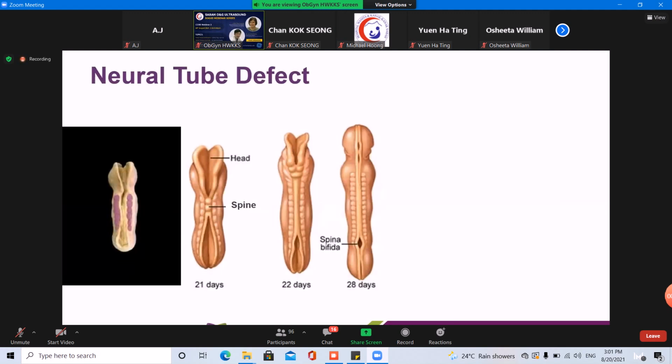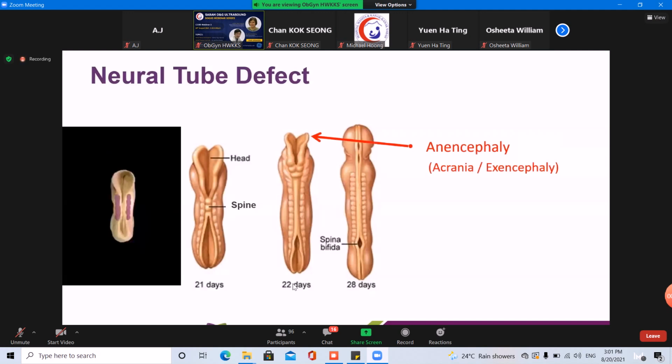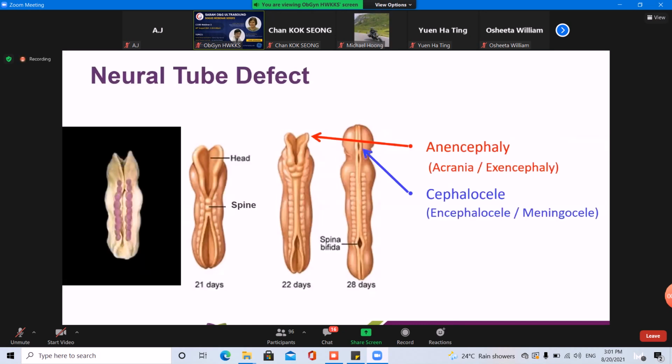Now, when the neural tube fails to fuse completely, it would cause neural tube defect. So if in the head region it fails to fuse totally, there would be no cranium and the brain would disintegrate and result in anencephaly, which is the most common neural tube defect we can see. But when there is only just a tiny hole in the head region with a herniation of the brain tissue or meninges, it is called cephalocele. If there is brain tissue inside, it is called encephalocele. When there is only meninges, we call it meningocele.